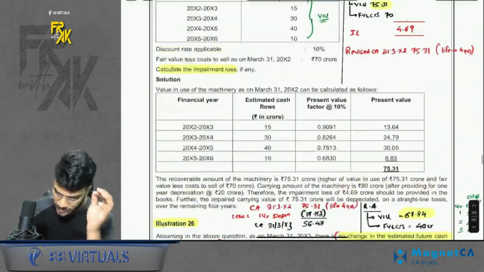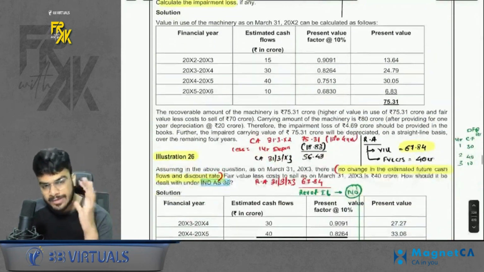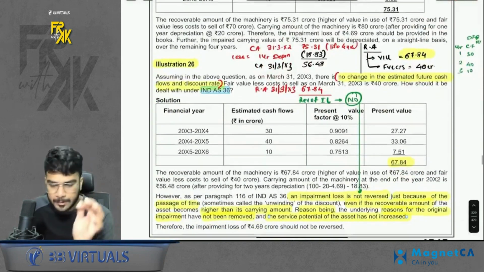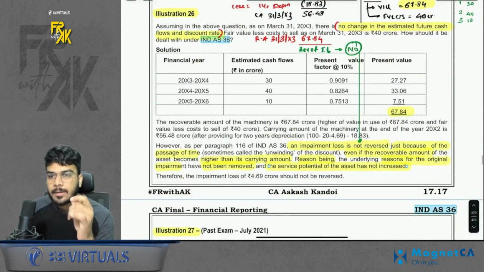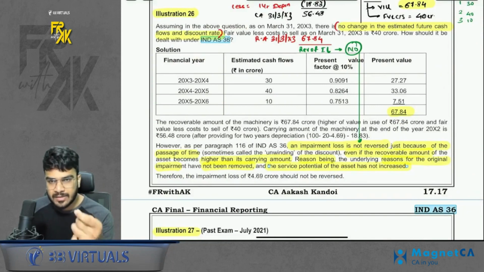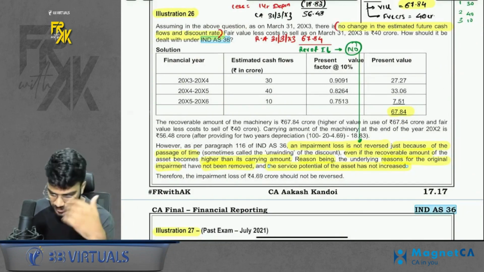So just read this illustration 25-26. You will come to know that you will see the reversal, but you will not reverse it because the capacity of the service potential of the asset has not increased, right? Do you remember this point? Yes. In case you are not able to recall, just revise it once. You will be able to recall.